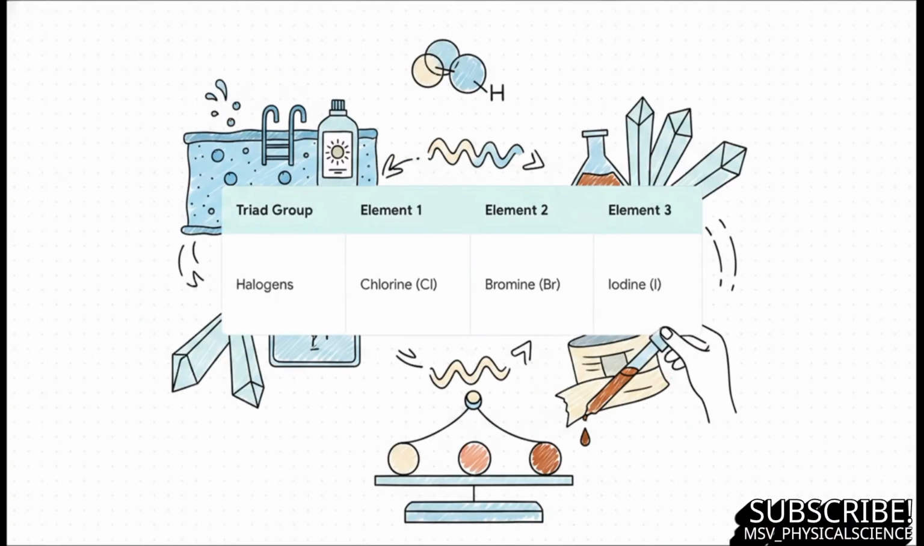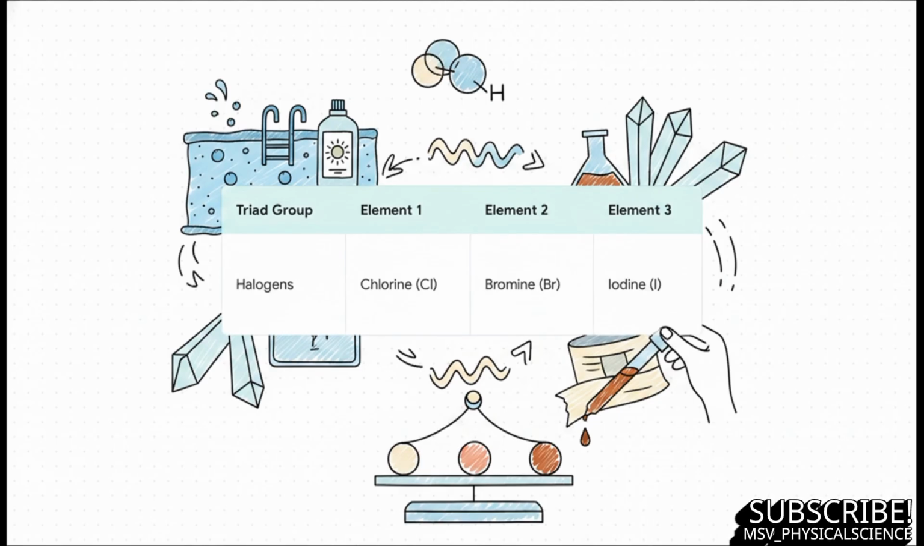Once Dobereiner realized his recipe worked perfectly for the alkali metals, he was hooked. He started looking for other flavor profiles in his chemistry kitchen, just desperately seeking more groups of 3 that fit this incredible mathematical pattern. And he actually found them. Consider the halogen triad: chlorine, bromine, and iodine. You probably recognize some of these from around your own house, right?